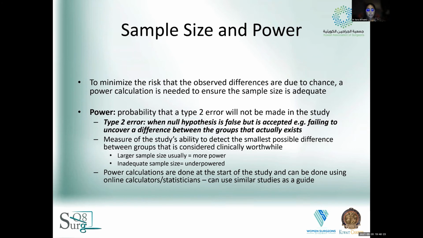You should be done at the start of the study. And you can use online calculators, or you can have a best friend that's a statistician and they can kindly do this for you, okay? And it's generally based on parameters using similar studies as a guide. So you have to find similar studies, use your clinical judgment, and then you can do it.